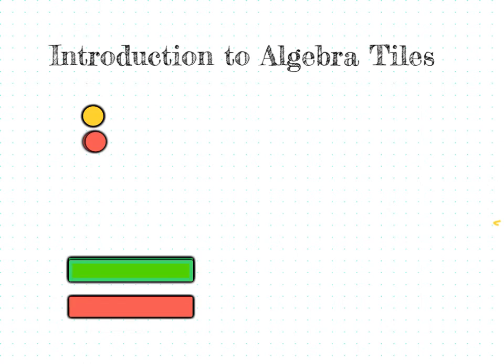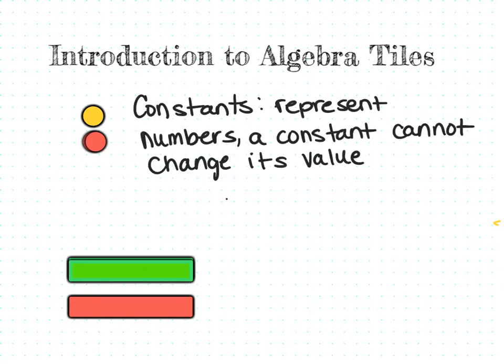Hi everyone. So today we are going to do an introduction to algebra tiles. On the screen you see some different shapes. The circles that you see are called constants. Constants represent numbers. A constant cannot change its value. The yellow constants are positive integers and the red constants are negative numbers.